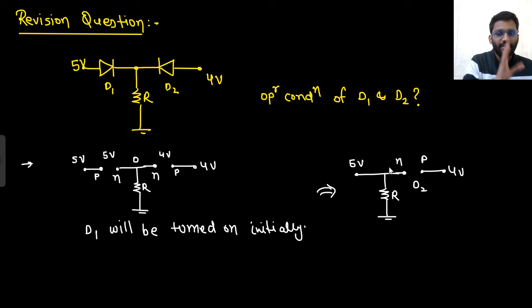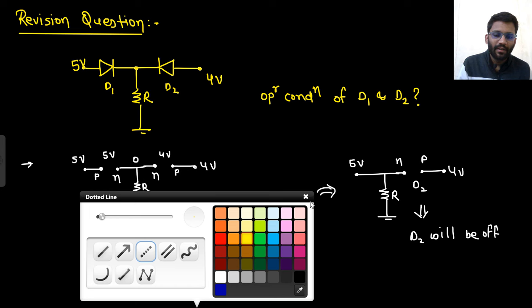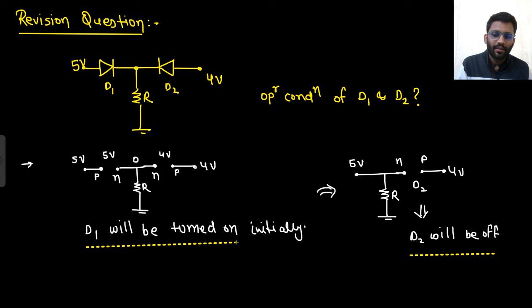When we turn on D1, we got to know that here 5, here 4. That means D2 will be off. D2 will be off. These are the working conditions. This will be for D1. This will be for D2. And this will be D1. Right? Revision question it was. Let's move on to this actual problem.